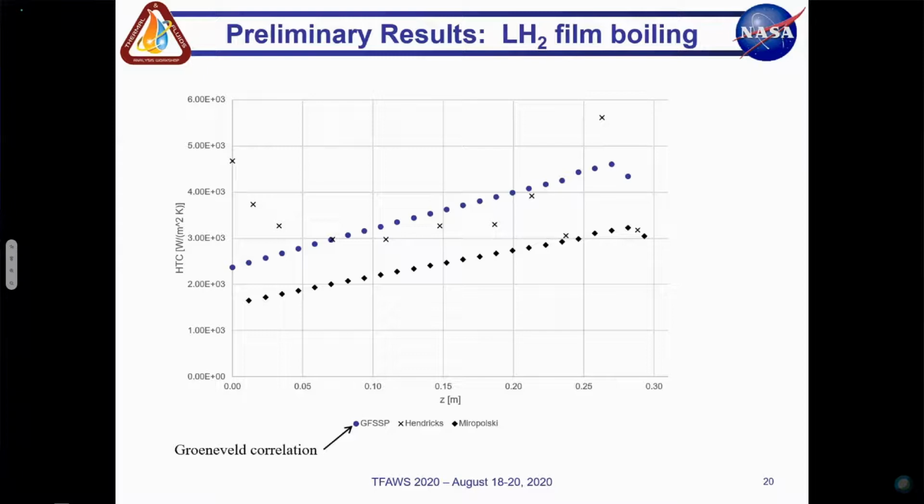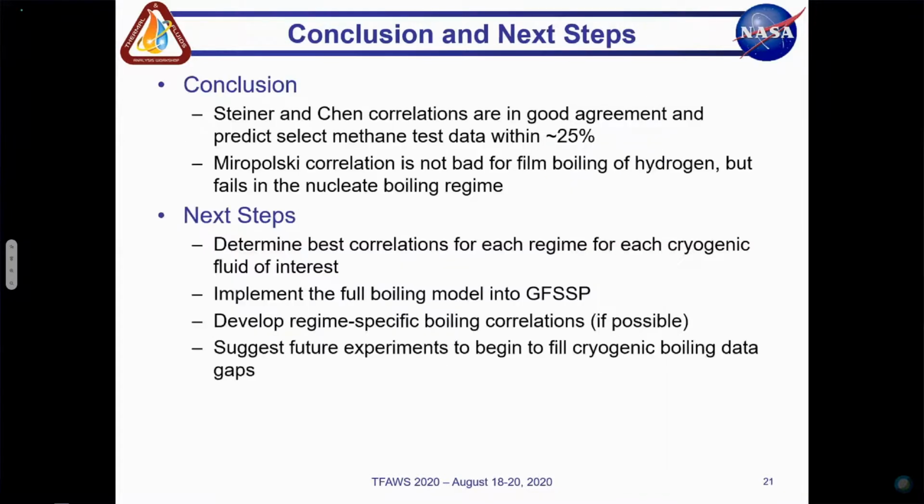And then there is the current correlation the GFSSP uses, Mirapolsky. So Mirapolsky and the Groeneveld do much better here in comparison. And again, that is because now we are in a film boiling correlation, so a film boiling regime. So Mirapolsky appropriately does model the result on the correct order of magnitude. But the Groeneveld correlation in this particular case appears to do better.